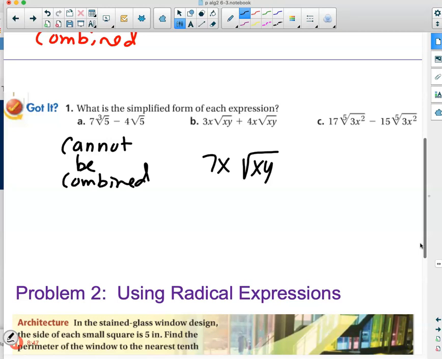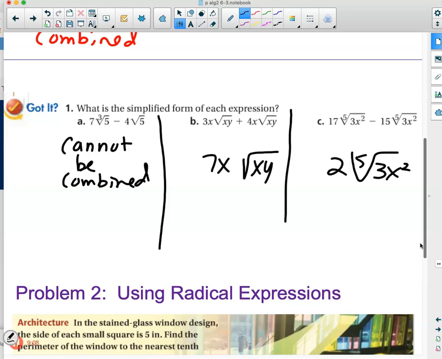C says 17 fifth roots of 3x squared minus 15 fifth roots of 3x squared. Can we do that one? We can. Okay, so that's going to be something fifth roots of 3x squared. What should go in front of that? Yeah. So the hardest thing we have to do here is double checking. Is the index the same? Is the radicand the same? And then we can put those together. We can combine like terms.